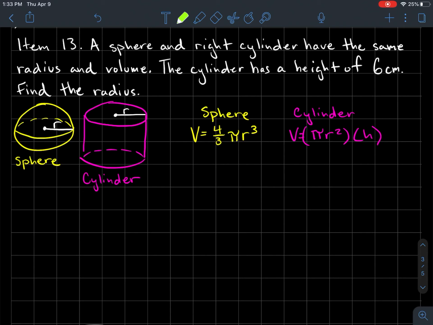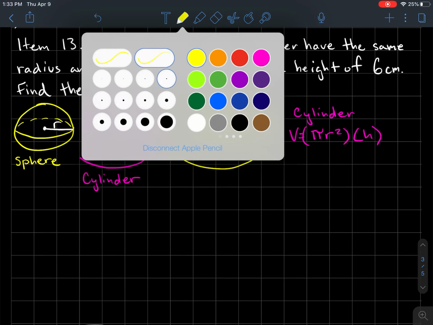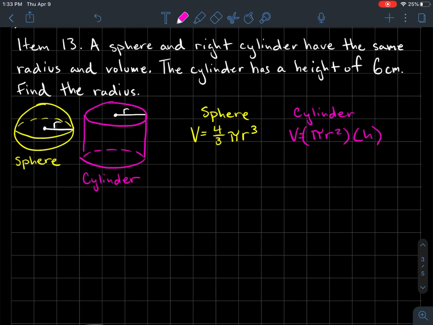First things first, remember you're going to want to write down the formula for volume. Since we're dealing with volume for each shape, the formula for volume of a sphere is in yellow. It is 4/3 times pi times radius cubed. That's here. The formula for volume of a cylinder is here. Pi r squared times h.